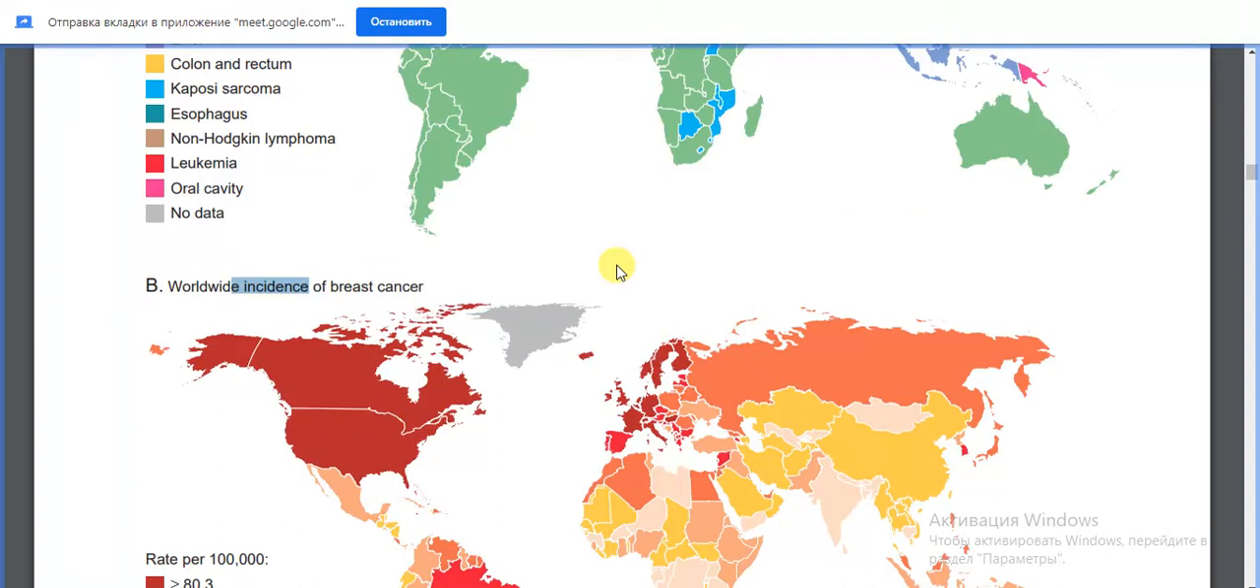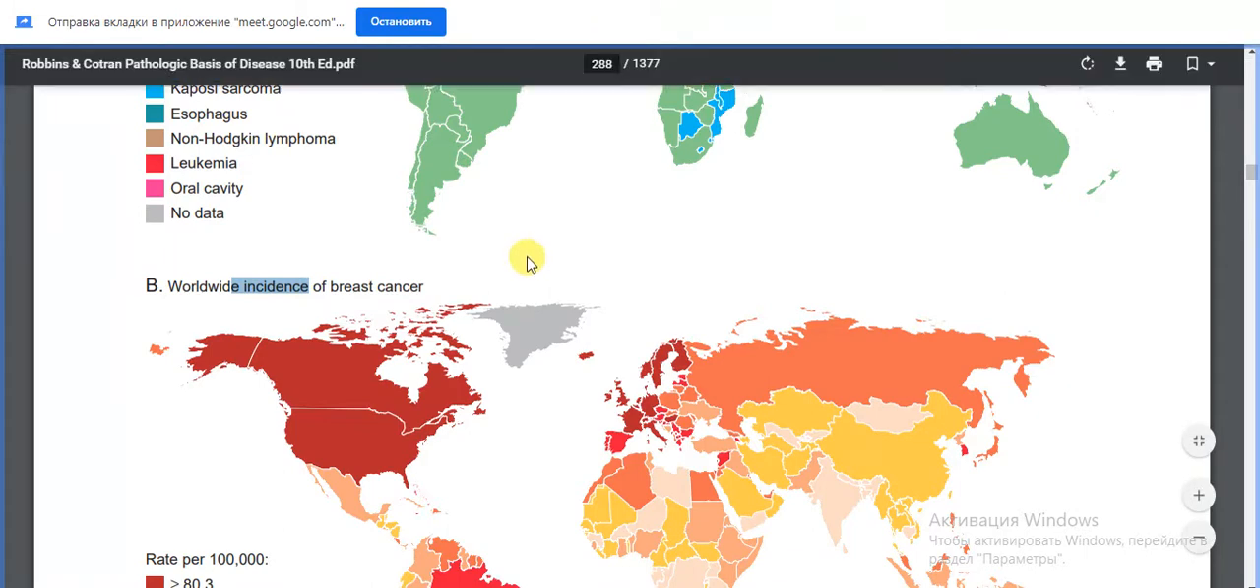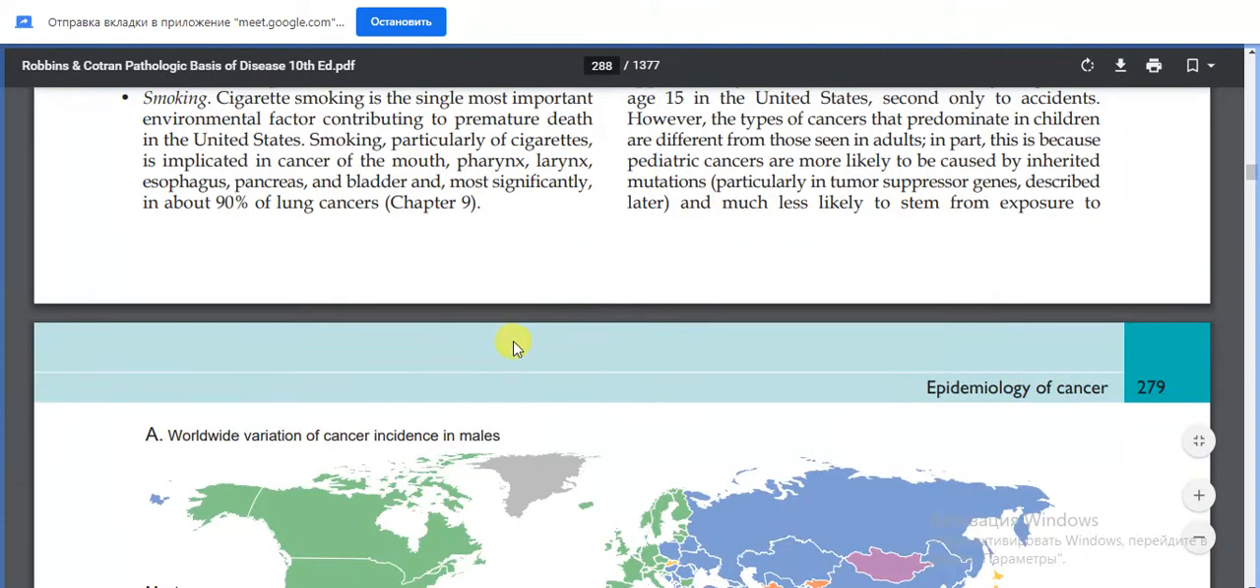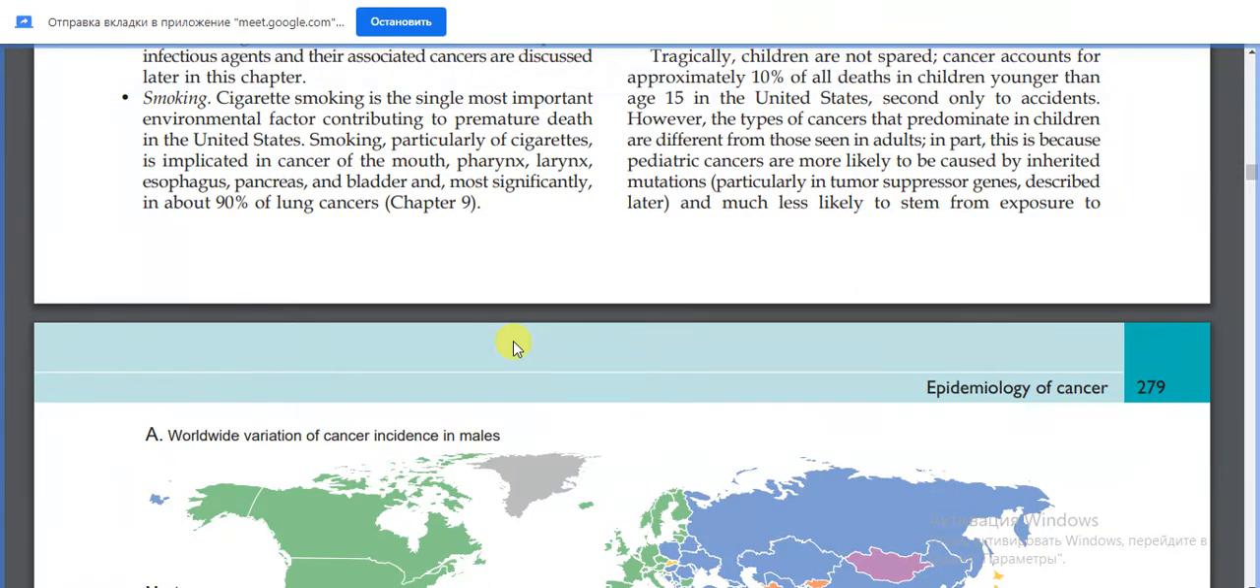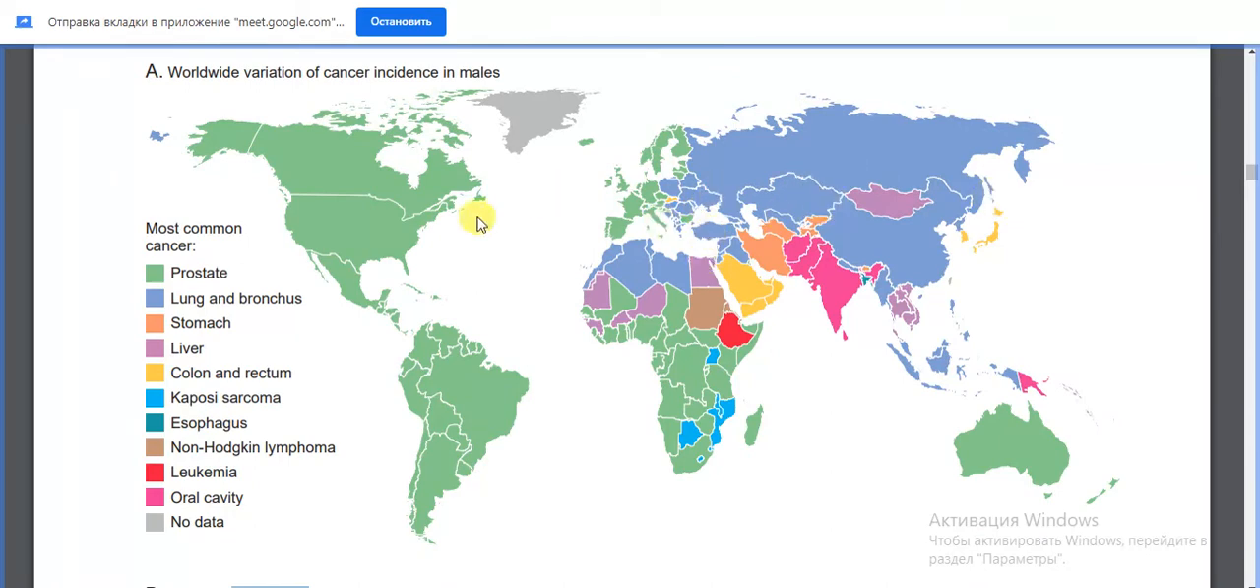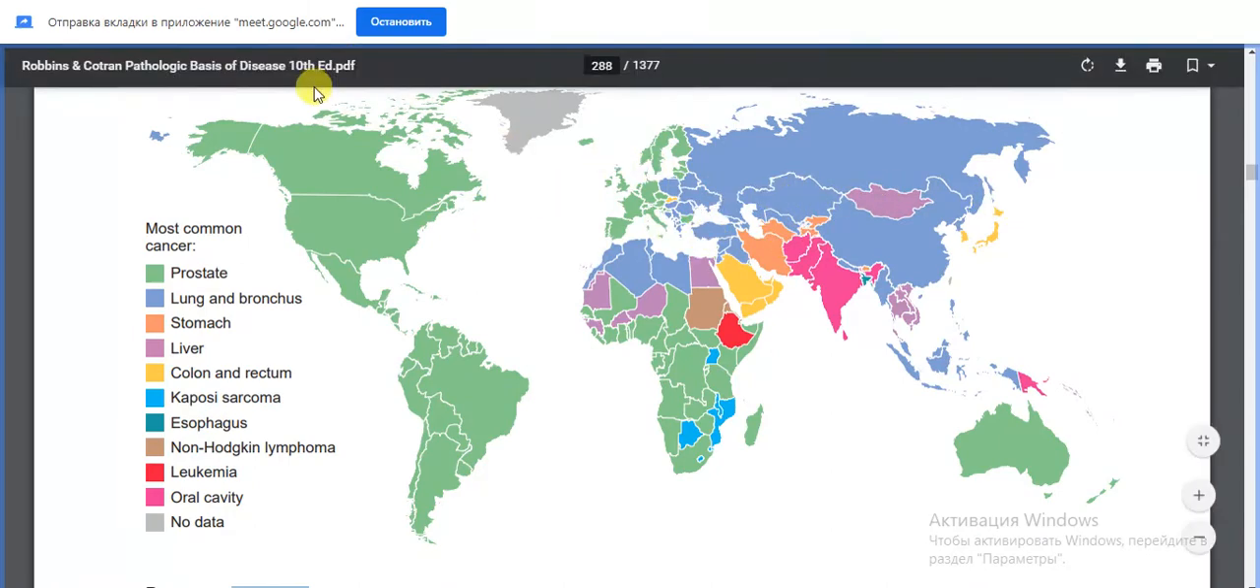Okay, let's talk about which are the most common tumors worldwide. Take a look at this diagram. What is the most common cancer in the Western world, in Africa, Australia, New Zealand? It's prostate cancer in males. Prostate cancer in males is the most abundant all over the world.